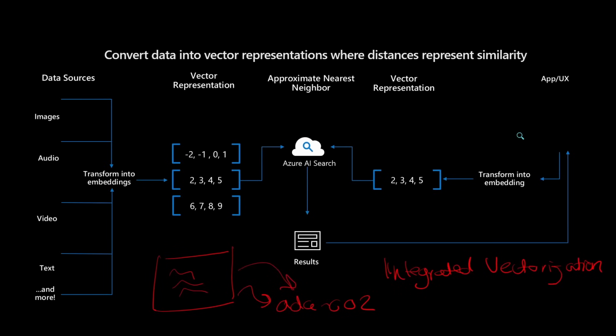OpenAI. But right now we have this idea of integrated vectorization, which in essence is a preview feature. This is a preview feature. What it is, basically, is a built-in vectorization process that's integrated within Azure AI Search. So you don't have to externally make the call to ADA 002 in Azure OpenAI.